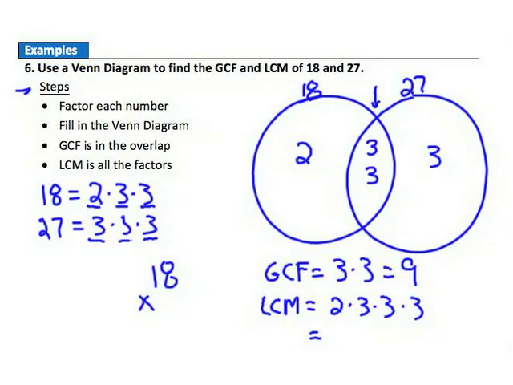So let's come over here on some scratch work. We'll multiply 18 times 3. Well, let's see, 3 times 8 is 24. Carry the 2. 3 times 1 is 3, plus 2 is 5. So it looks like the least common multiple of 18 and 27 is going to be 54.